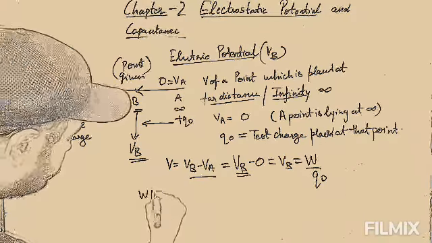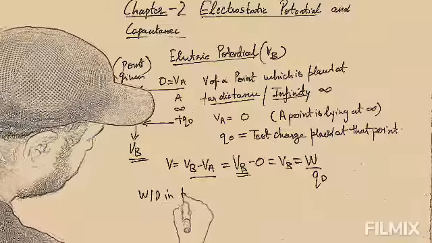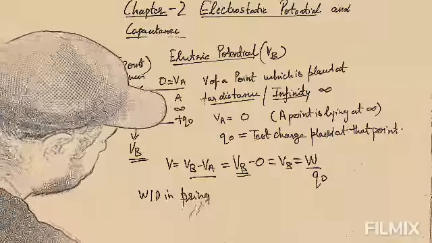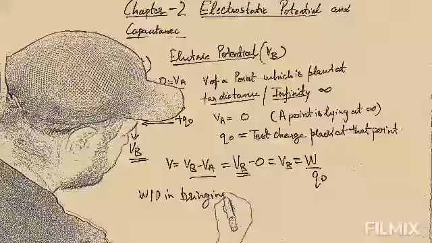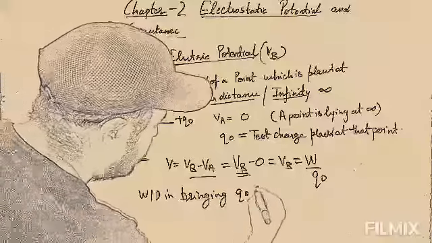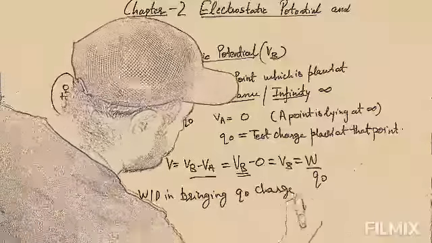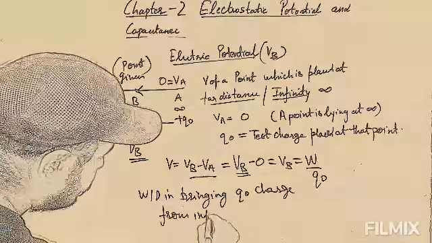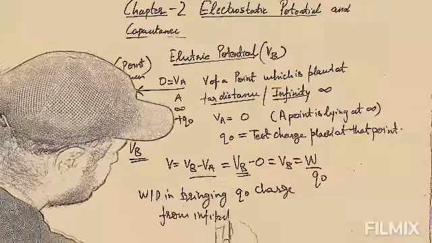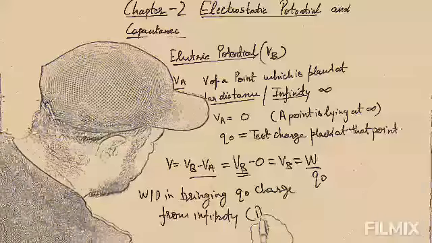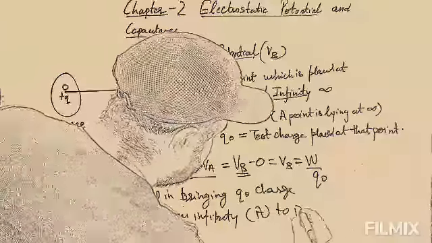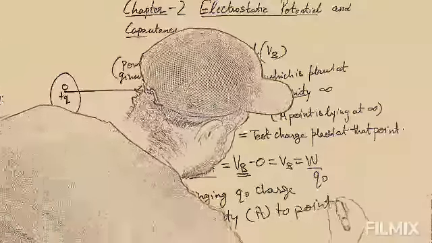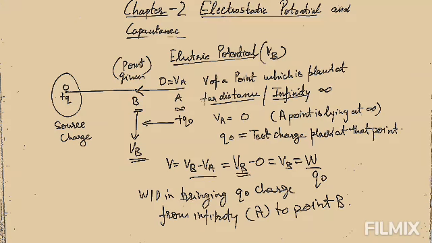Work done in bringing Q naught charge, that is the test charge, from infinity, that is point A, to point B, to the given point B. So this work done here is defined as electric potential at point B.